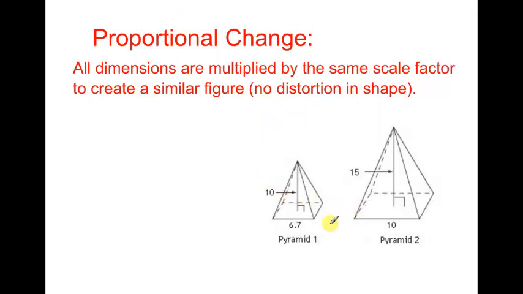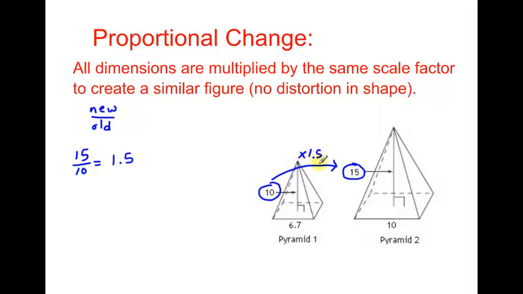Like these two pyramids, these have been changed proportionally, and we can see that if we compare the height to the new height. Let's do that with a fraction. The way you do that is you take the new and you divide it by the old measure. So it's new compared to old. So this would be 15 compared to 10 in a fraction, which divides out to become 1.5. The height, in other words, has been multiplied by 1.5 to get the new height.